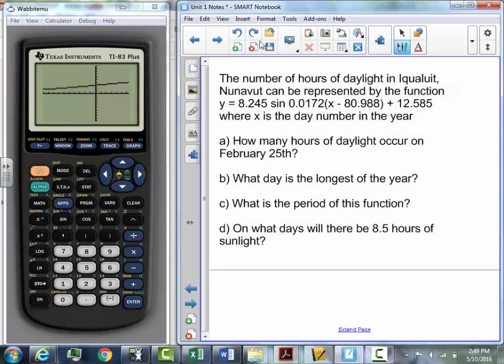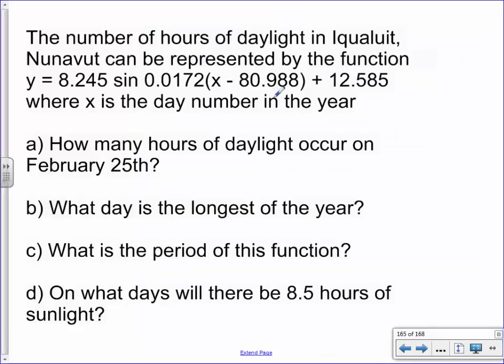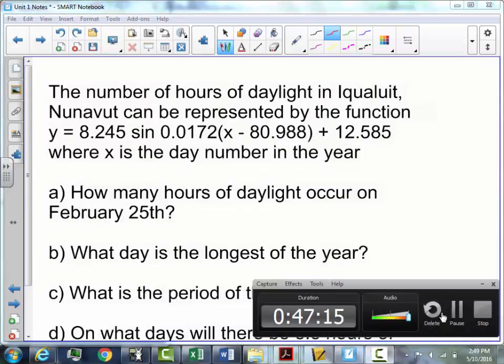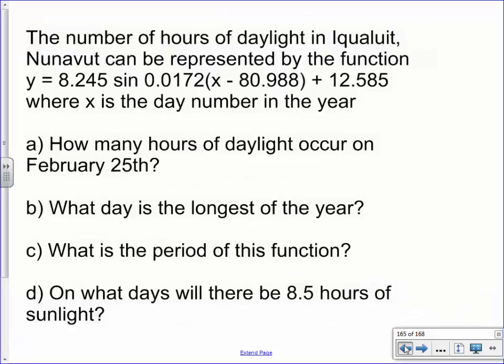Okay, let's try some word problems then. Actually, you know what? Why don't we take a 5-minute break real quick here? Because I've been talking for a while. You guys have been doing well. Take 5 and then we'll come. Wait, why don't we keep going here?